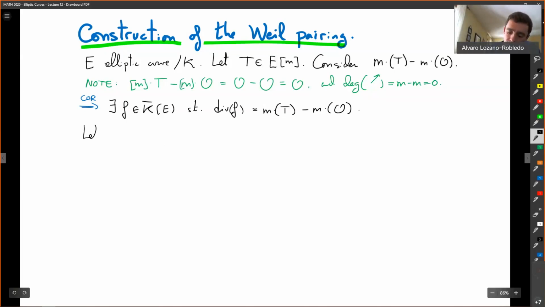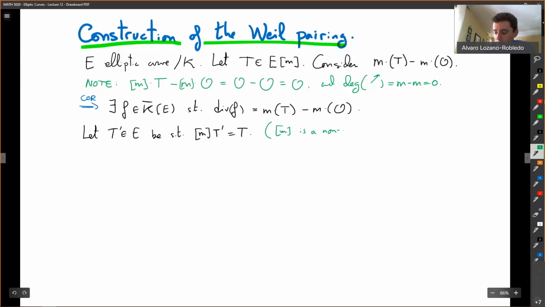Okay, so now let T prime on E be such that it's going to be an Mth root of T. So a point such that M times T prime is T. There is such a point, by the way. Remember that M is a non-constant isogeny, and therefore it is surjective. In K bar, this T prime, who knows where it lives, but it's in K bar, it exists. There is a point that maps to T under multiplication by M.